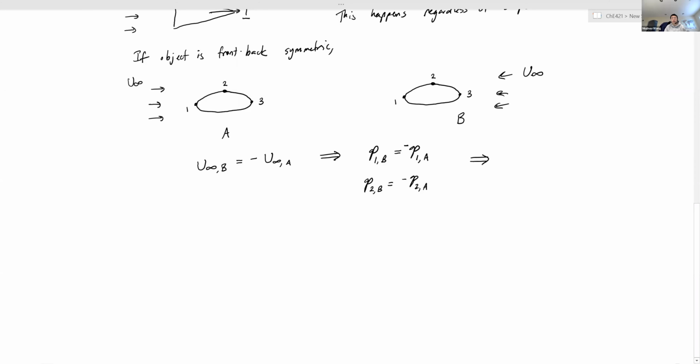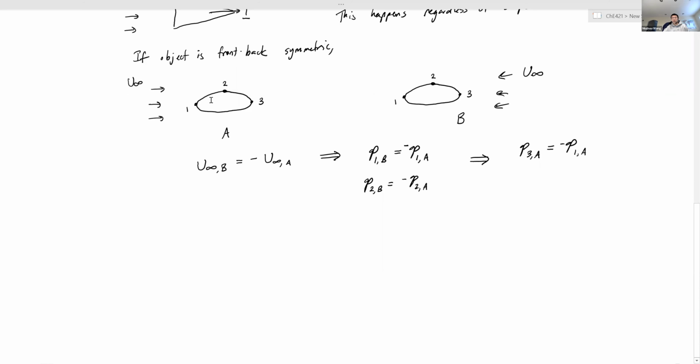But that leads to some interesting conclusions here. Because this object here is symmetric, front and back, then point 3 is the same as point 1 over here in this scenario, right? And so if P1B is equal to negative P1A, then what that suggests is that P3A is equal to negative P1A, right? Does that kind of make sense? So in other words, the pressure in the back is exactly the opposite of the pressure in the front, right?